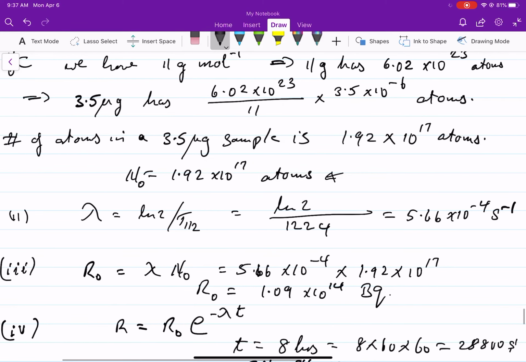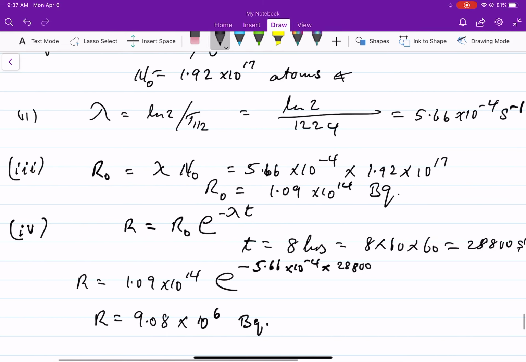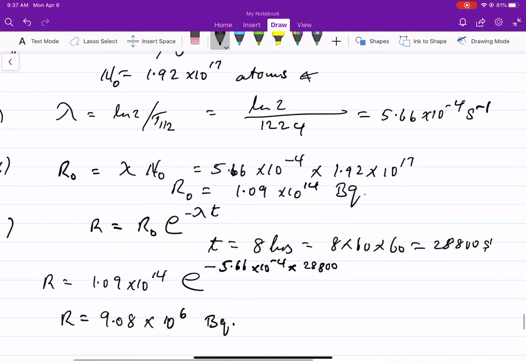The next thing they wanted was the decay constant. Well, that's pretty straightforward as well. It's ln 2 upon t half. Ln 2 upon the half-life, you have to put that in seconds if you want to have the units of lambda in standard units. That would be per second. So that's the calculation there. Ln 2 upon 1224 gives me 5.66 times 10 to the minus 4 per second.